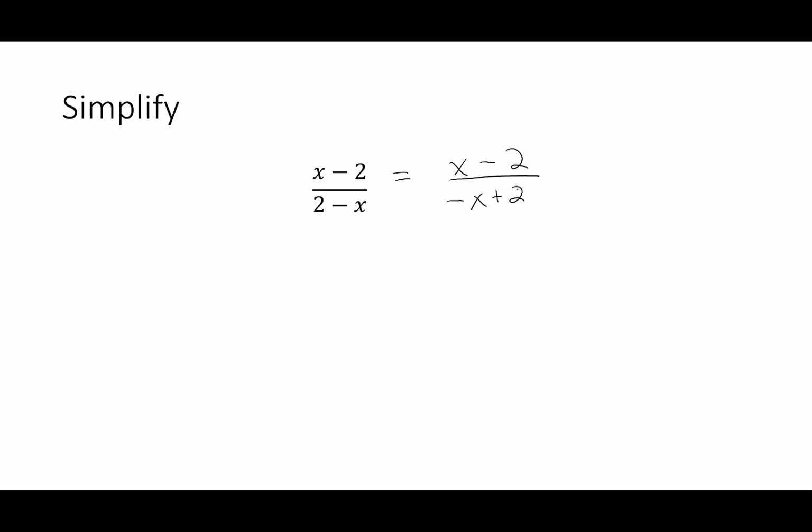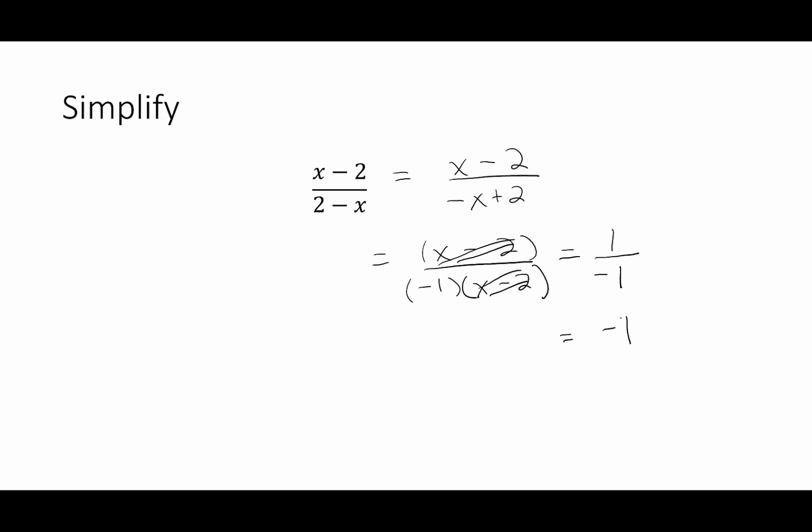Now, again, it looks close, but not exactly the same. So what I'm going to do is factor out a negative 1 in the denominator. So negative x divided by negative 1 is x, 2 divided by negative 1 is negative 2, and now it looks exactly the same. I have x minus 2 on top, I have x minus 2 on the bottom, so let's cancel that out. What do I really have left in the top? Well, I have a 1. On the bottom, I have a negative 1. 1 over negative 1 is negative 1.